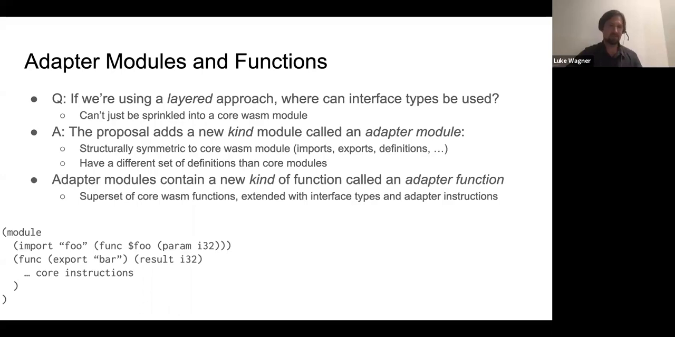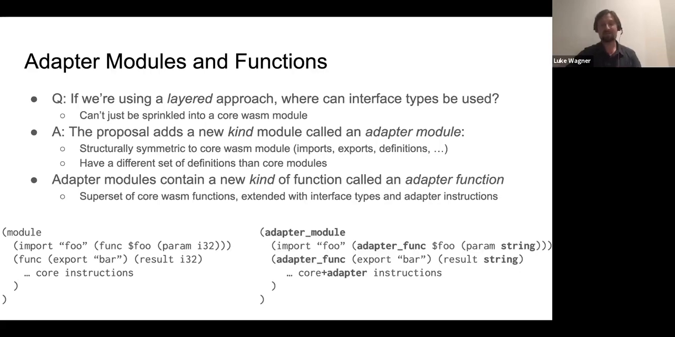Whereas you have a core module here on the left that just imports a function and then exports a function using core instructions, an adapter module would say, well, it's an adapter module and it imports adapter functions, and those functions can use strings, which are interface types, in its signature, and in the body of it, it can use adapter instructions. So it's an adapter module.